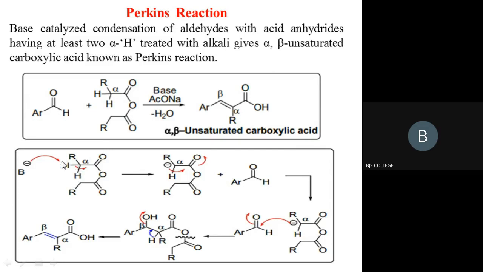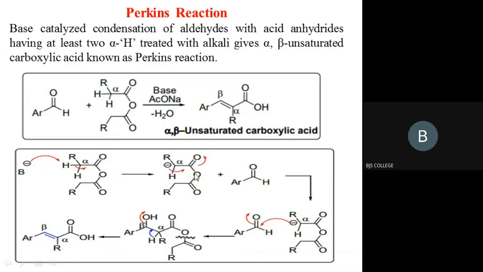So this alpha hydrogen, once it is lost as H plus, the base will remove this hydrogen and generate a carbanion at the alpha position. So you can see now there is a negative charge on the alpha carbon. Is this stable? Then only it will be formed. If it is unstable, it will not be formed.